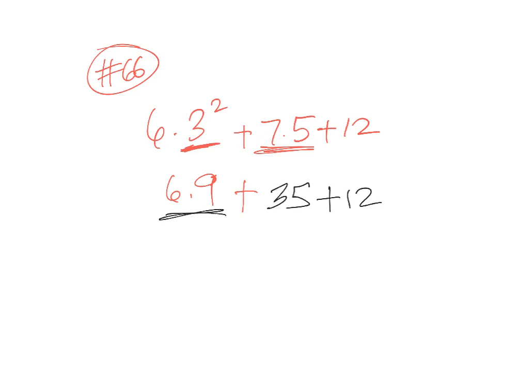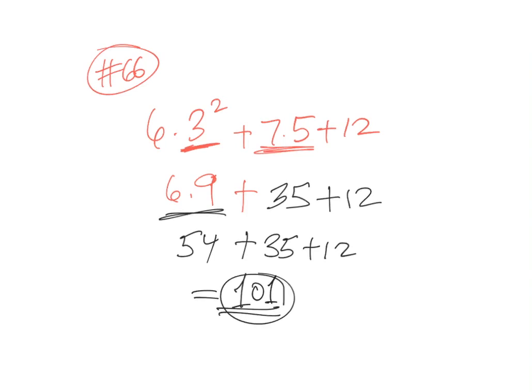According to the order of operations, the first thing that we need to take care of now is 6 times 9. 6 times 9, of course, is 54. So we bring that 54 down, plus 35, plus 12. According to the commutative property of addition, you could technically add those in any order that you want. But we'll just go ahead and add them from left to right, which will give us 101 when we add these together.